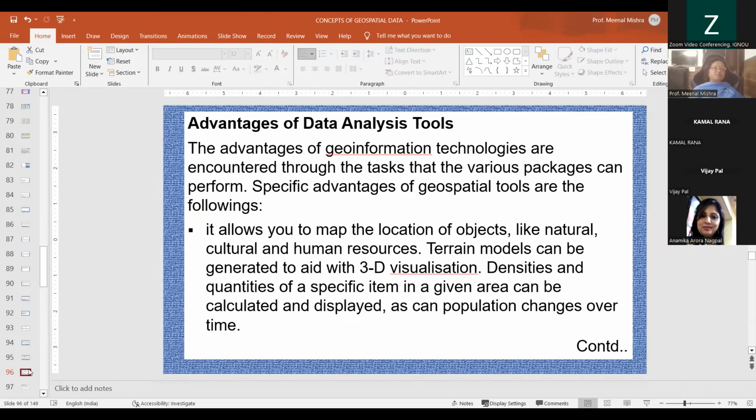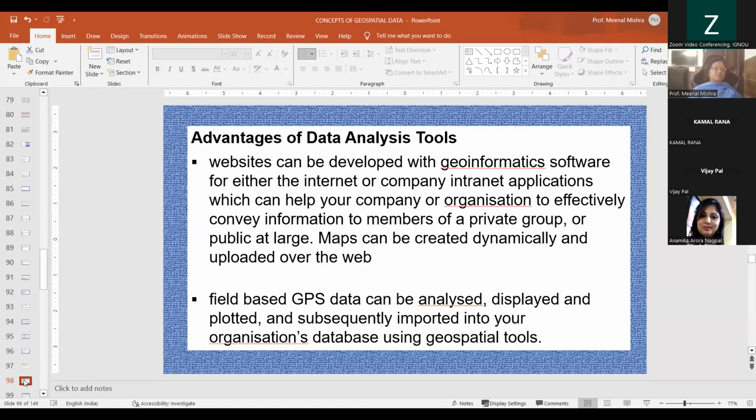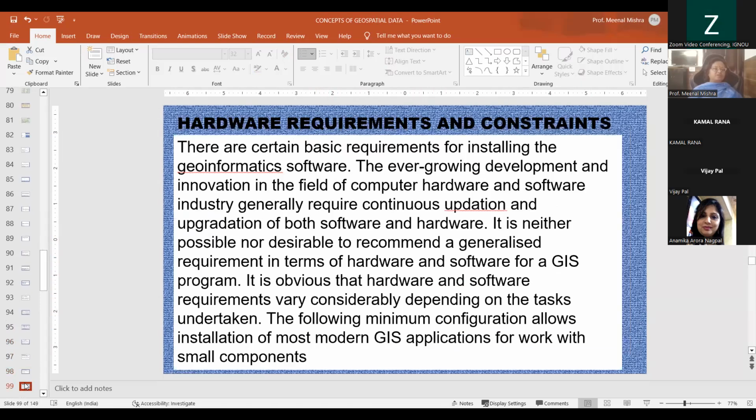exercise purposes. So what are the advantages of data analysis tools? It allows you to map the location of objects like natural and human resources. Terrain models can be generated to aid with 3D visualization. Densities and quantities of specific items in a given area can be calculated and displayed. Okay. Advantages I will not go into because we still have to cover more. I will come back to this.